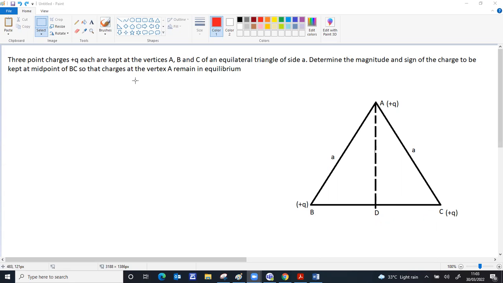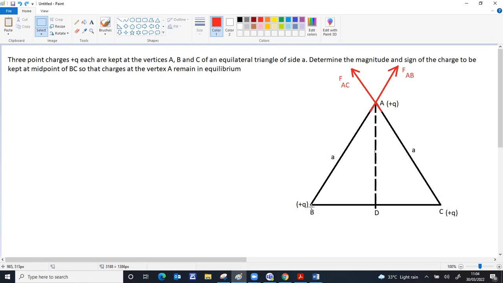Midpoint of BC is D, so that charges at the vertices remain in equilibrium. So the net force on A has to be 0. A experiences a repulsive force due to B outward. A experiences another repulsive force due to C, again outward. These forces are respectively force on A due to B and force on A due to C.